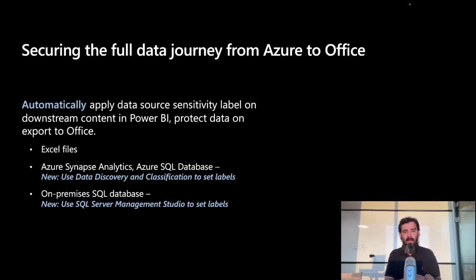So when Power BI fetches data from an Excel file, one of the most popular data sources in Power BI, or Azure Synapse Analytics, or Azure SQL Database, or an on-premises SQL Database, Power BI automatically identifies the sensitivity label applied on the data and can automatically apply it on the Power BI dataset and downstream reports and dashboards, all automatically.